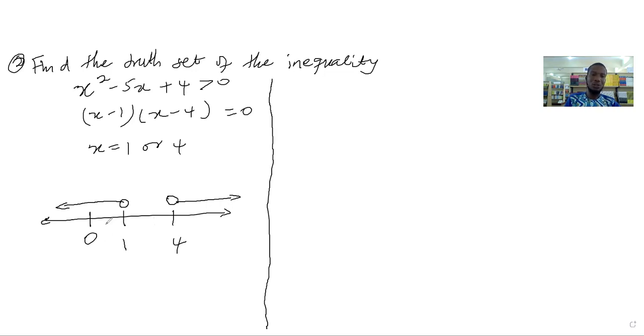So here, we are choosing one number from this range, and we cannot choose any better number than 0. So let's choose 0. Here we are going to have 0 squared minus 5 times 0 plus 4. So this will give us 0 minus 0 plus 4, which will give us positive 4. So it means that here our answer is positive.